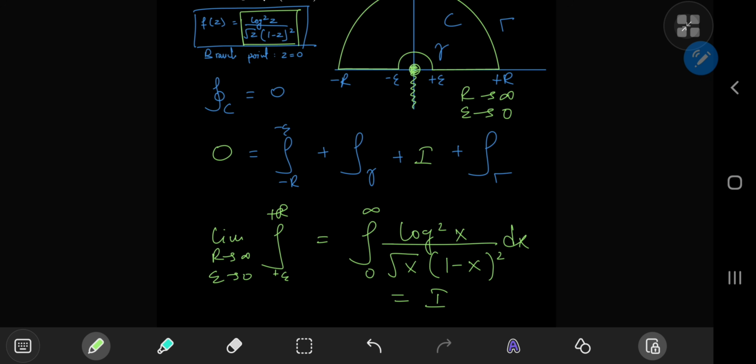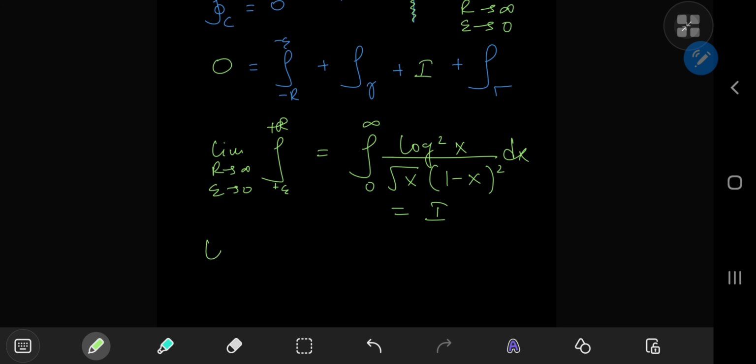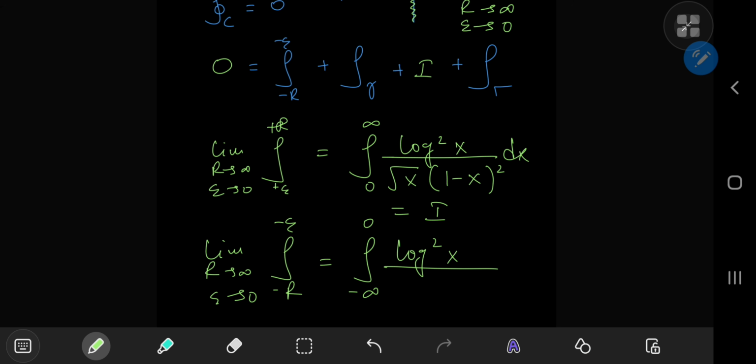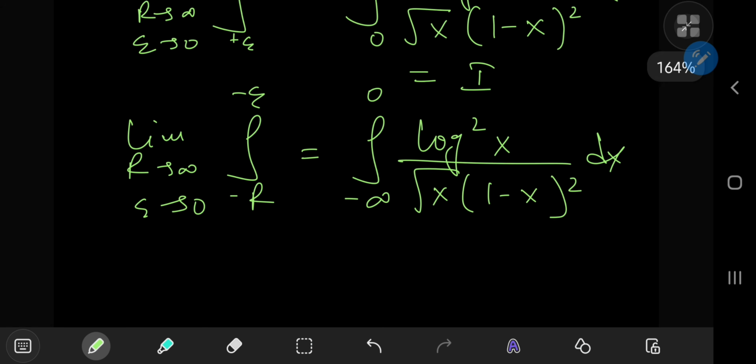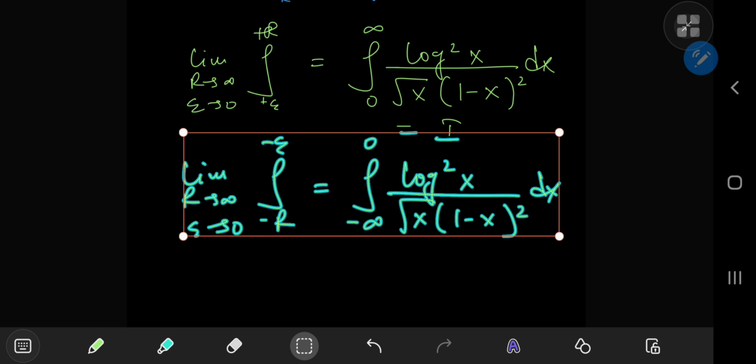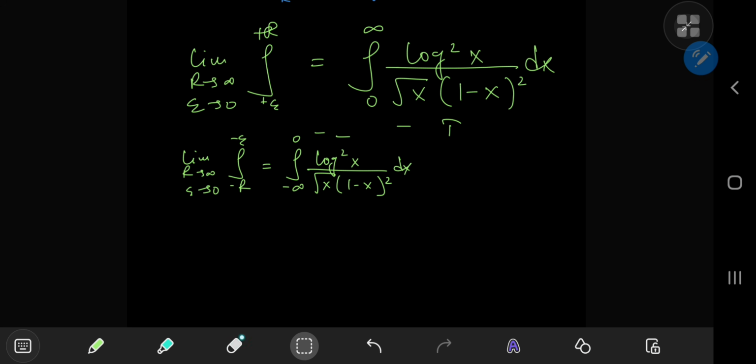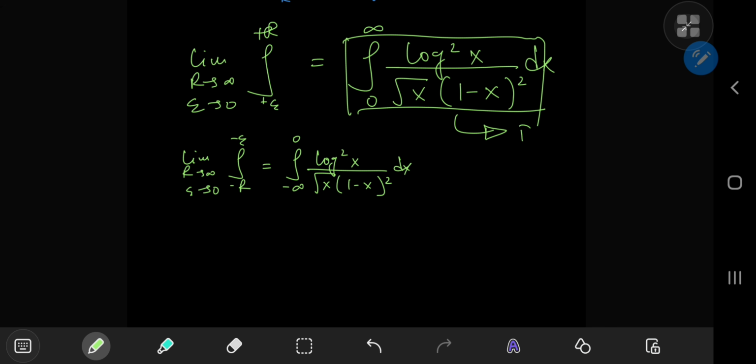And what about the integral from negative r to negative epsilon? Once again, in the limit as r tends to infinity and epsilon tends to 0, this integral becomes the integral from negative infinity to 0 of log squared x, again because we're on the real axis, divided by square root x times 1 minus x squared dx. And now let's perform a transformation, but first I have to zoom out a bit to get a better visual of things. Okay, cool. And I messed something up there. It's fine. This is I.